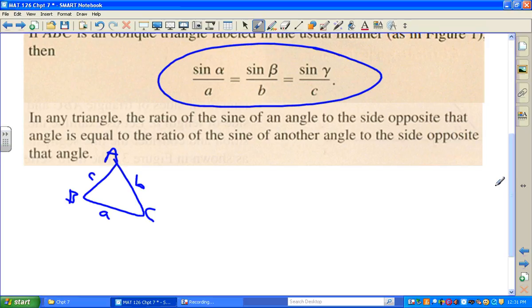So there are some similarities, but there are also some differences. You won't have pi over 6 or things like that. You're going to go back to degree mode now because these are a lot more application-based problems.